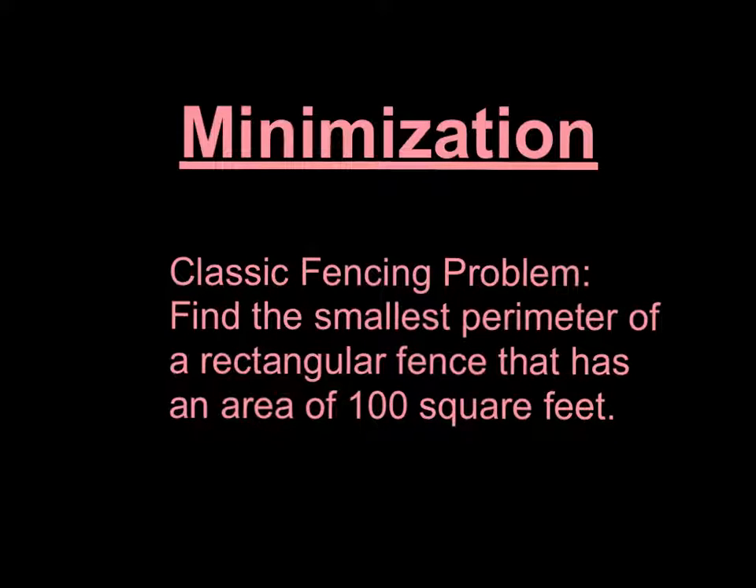Find the smallest perimeter of a rectangular fence that has an area of 100 square feet. So, how would we begin this problem? Let's first draw a picture to get a visual sense of what the fence would look like.